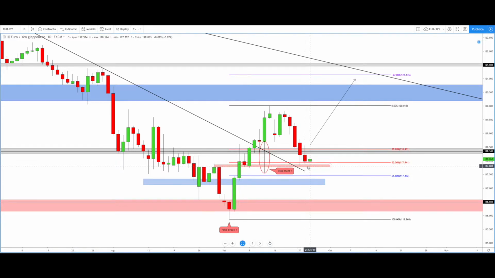So for me, this could be a huge bullish signal, especially if the price on the daily time frame finds the strength for a closing above 118.30, because this will be a huge signal that the price after this correction is ready to start a new bullish phase with target around this Fibonacci extension just below this key level and this bearish trend line.